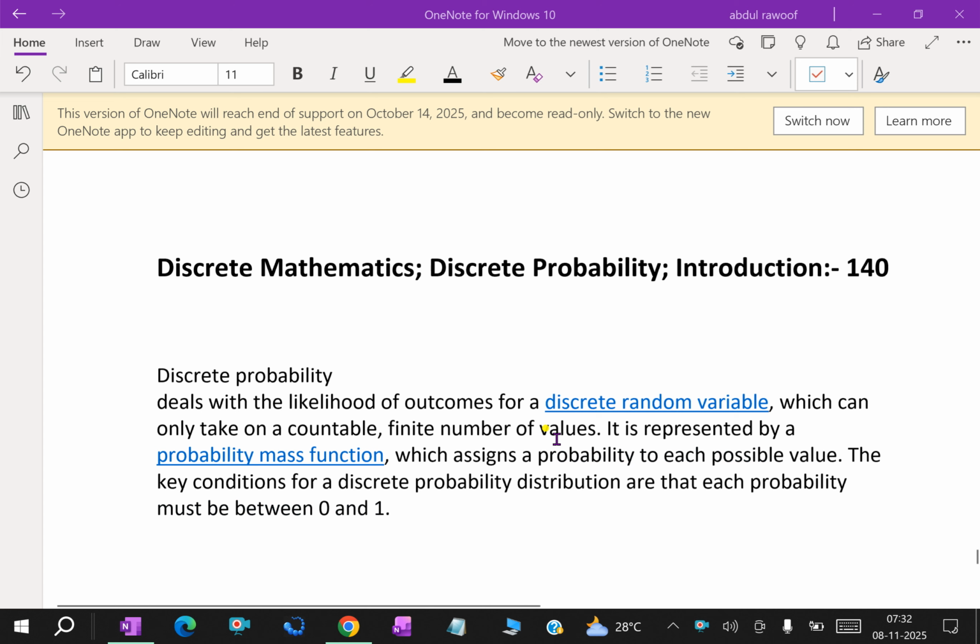In discrete mathematics, we discuss discrete probability, some introduction. Discrete probability introduces the likelihood of events with countable outcomes, such as the number of heads in coin tosses or the result of a dice roll. A discrete probability distribution assigns a probability to each possible outcome, where the sum of all probabilities equals 1 and the probability of any single outcome is between 0 and 1.